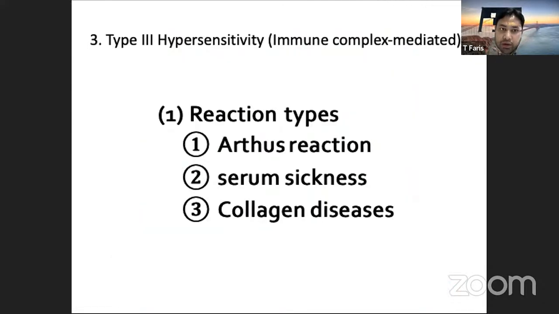The third one is the type 3 hypersensitivity. It involves the immune complex mediated reaction. The reaction types include the Arthus reaction. What is the Arthus reaction? The Arthus reaction is the result of localized inflammation of the small vessels, like vasculitis, near the injection or the bite site.